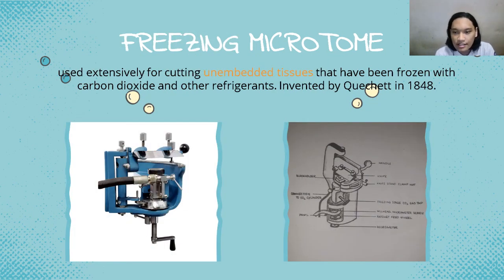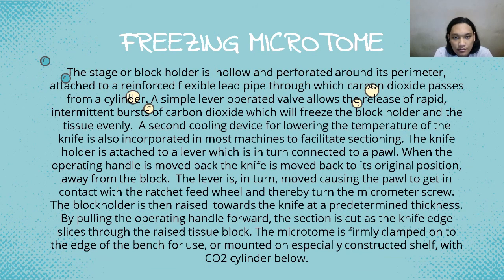Next kind is the freezing microtome. It is used extensively for cutting unembedded tissues that have been frozen with carbon dioxide and other refrigerants, and it was invented by Quichet in 1848. In the freezing microtome, the stage or block holder is hollow and perforated around its perimeter, attached to a reinforced flexible lead pipe through which carbon dioxide passes from a cylinder.